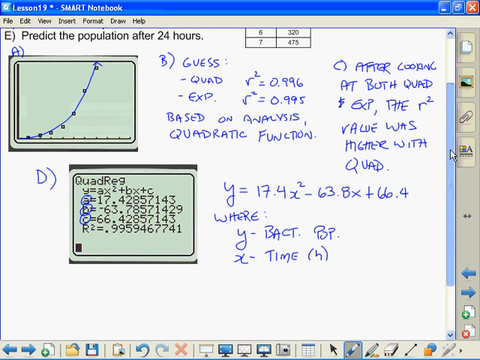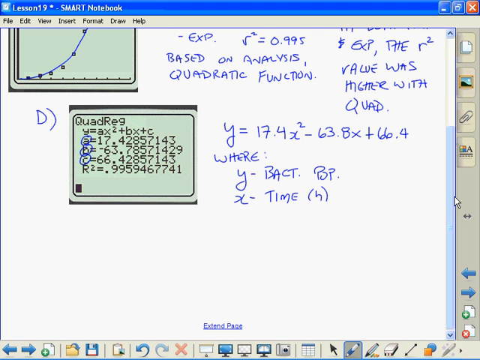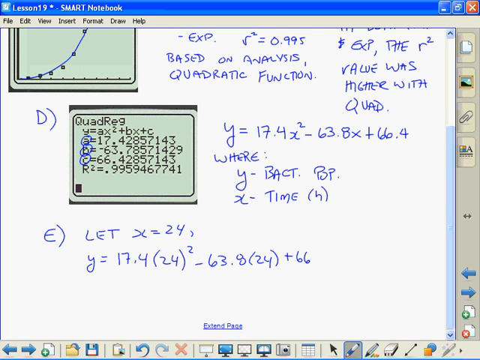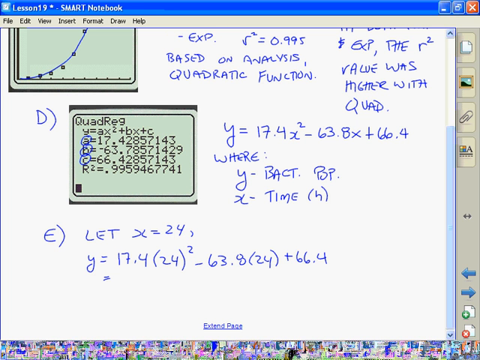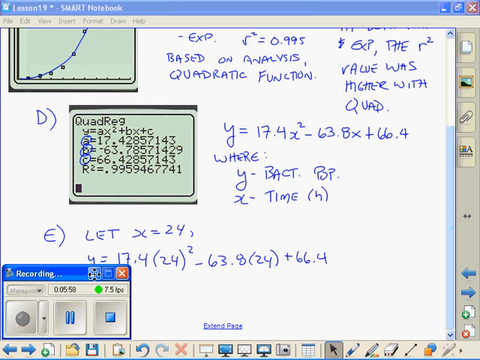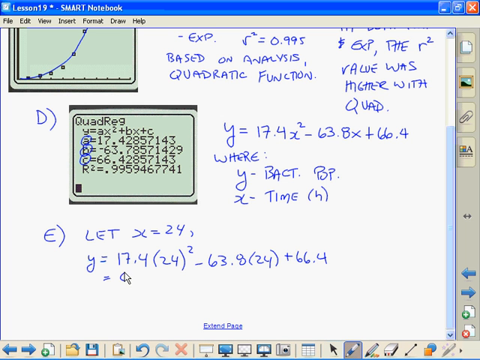To finish this question off, E says to predict the population after 24 hours. So we're going to substitute 24 in for x, and we get y equals 17.4 multiplied by 24 squared minus 63.8 times 24 plus 66.4. Now you just plug that into a calculator and find out your final value. And I get 8557.6.